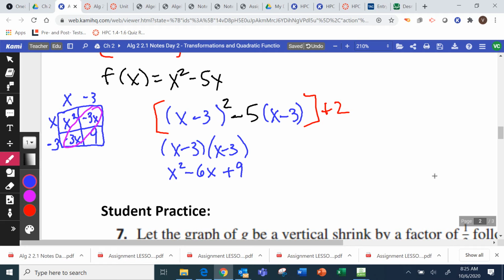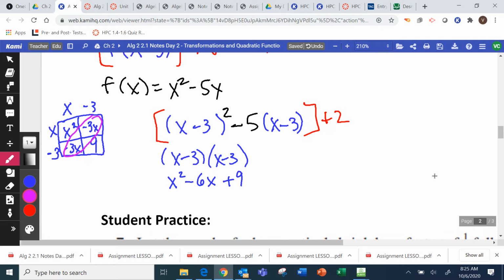The other way of doing that, which we're going to spend more time on a different day, would be to do x times x, x times negative 3, negative 3 times x, negative 3 times negative 3, if you remember that method from before. Either method's fine. Most of my students actually like this one.